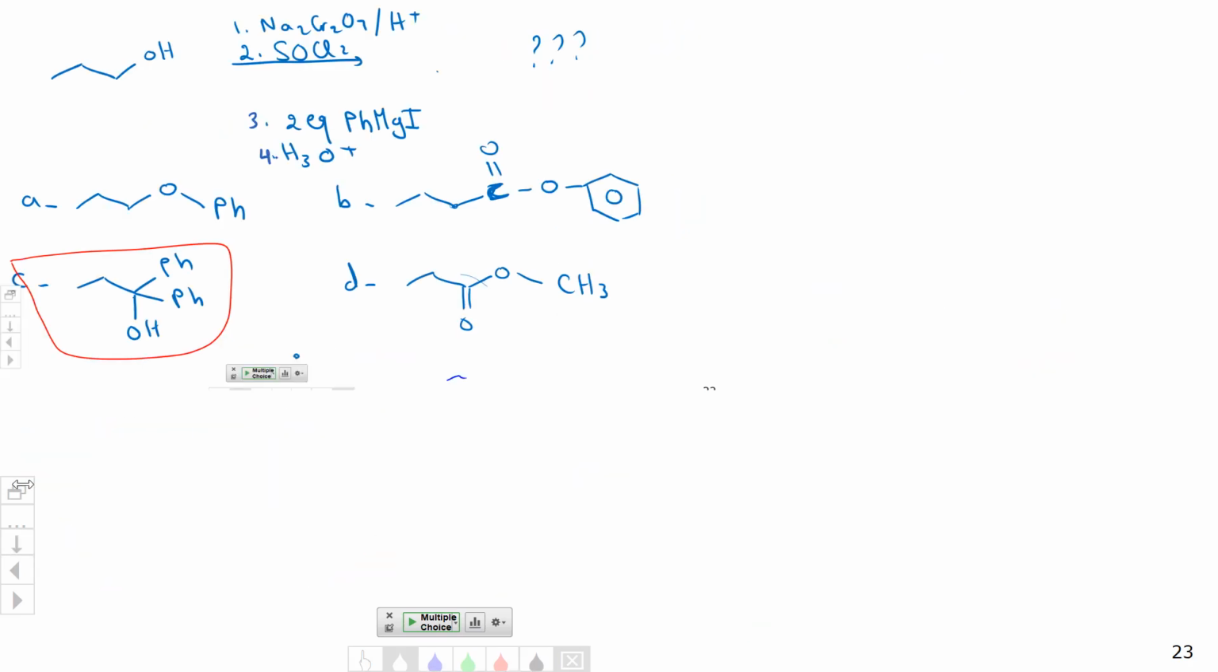So we're starting with a primary alcohol. We're adding sodium dichromate, H+. So this in here is an oxidation reaction. Primary alcohol oxidizes all the way to a carboxylic acid when we add sodium dichromate. Secondary to ketones, tertiary resistant to oxidation. In other words, this is a very good method to prepare carboxylic acid.